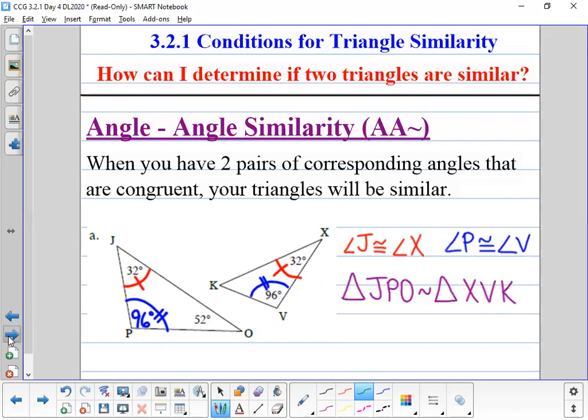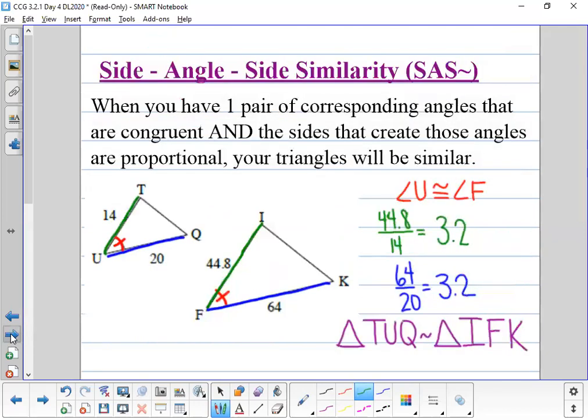It might be that you have to use the triangle angle sum theorem to get that second angle, but as long as you have 2 of the 3 angles marked and you can prove that 2 pairs of them are congruent, you can use this shortcut or this condition for similarity. And then the other condition for similarity is side angle side similarity. When you have 1 pair of corresponding angles that are congruent and the sides that create those angles are proportional, so they're in the same ratio, then your triangles will be similar. So here's the second condition or the second shortcut we have for showing that 2 triangles are similar.